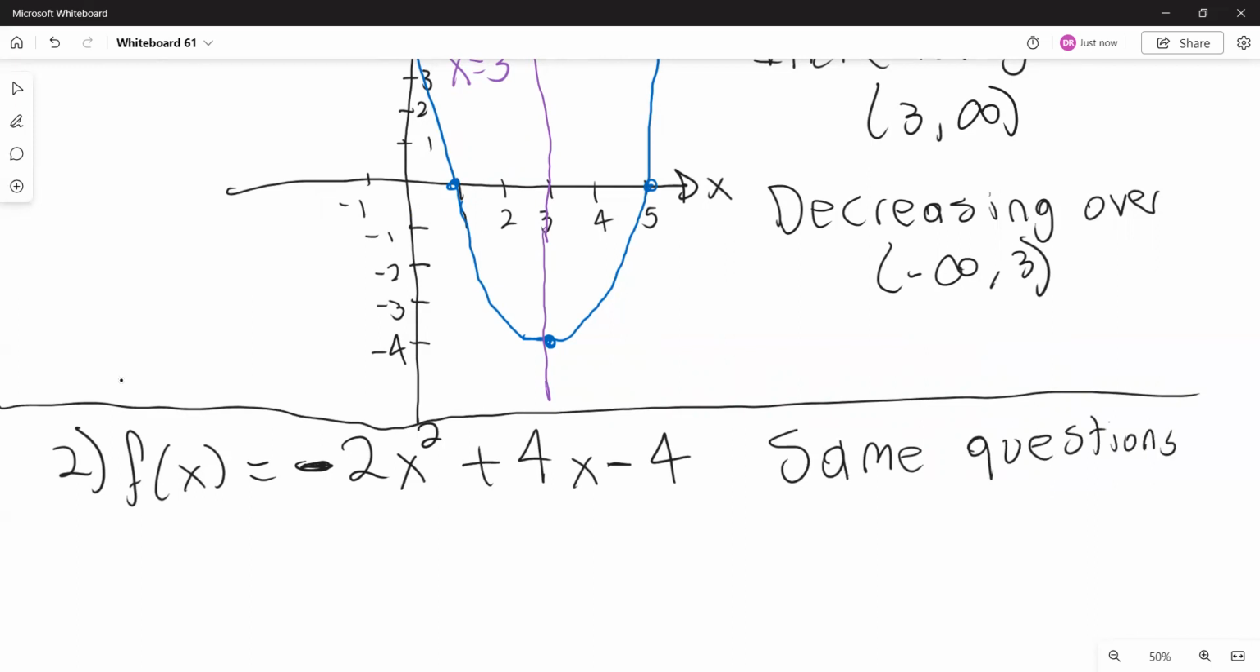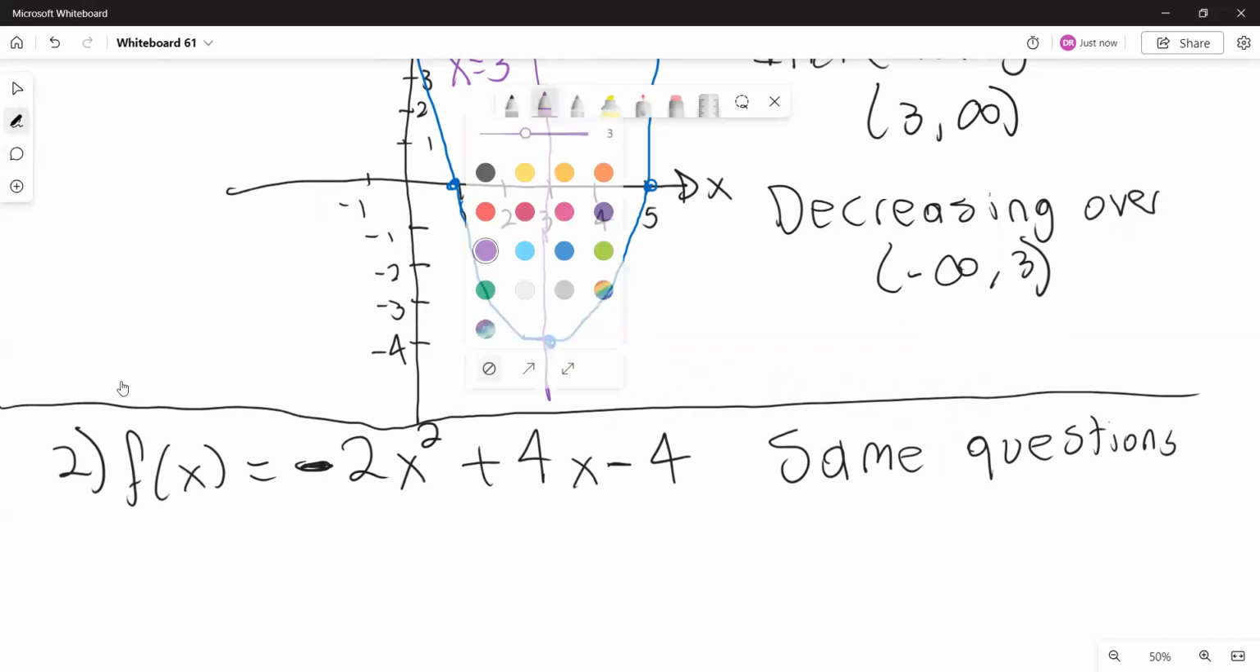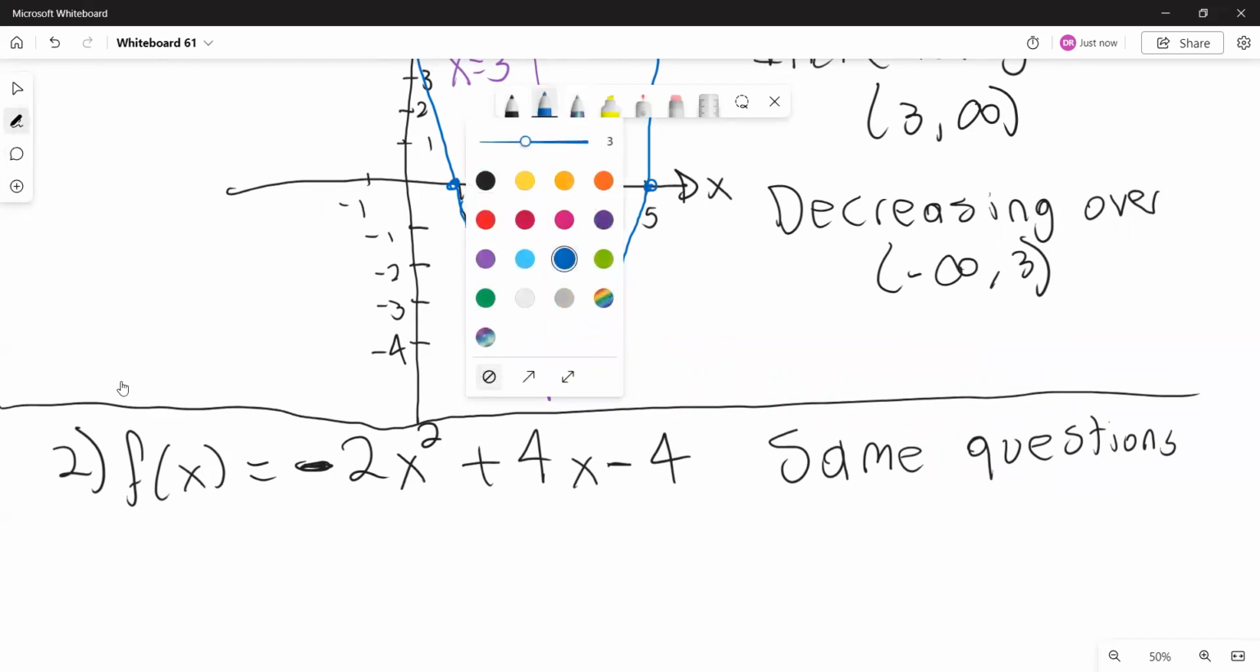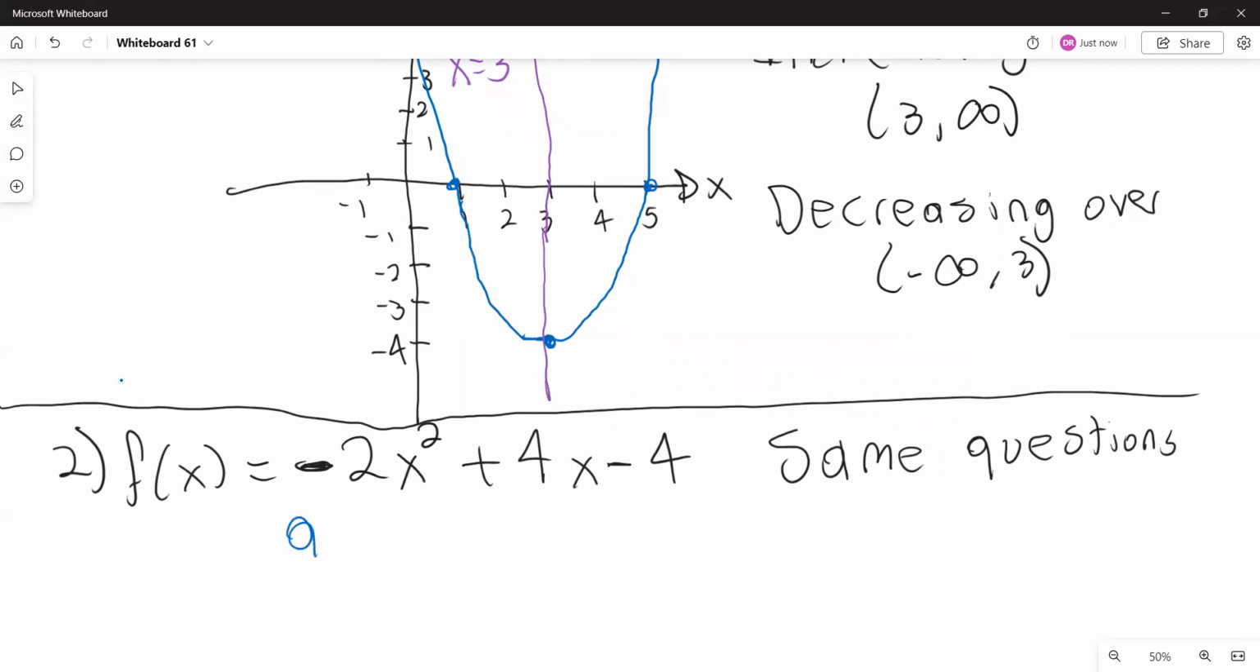So it looks like I will not be able to factor that whenever I want to find the intercepts. That's not a problem. I can use the square root property. I know that a is -2 and b is 4.